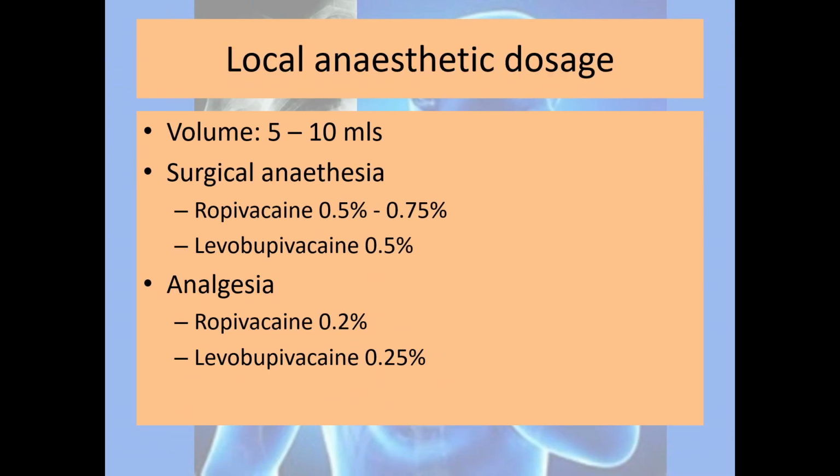As for dosages of local anesthetic, usually the volume we use is between 5 to 10 mL, because with ultrasound we can accurately place the local anesthetic, so we can reduce the volume required to produce the block. For the concentration, if you are doing surgical anesthesia, you might require a higher concentration: ropivacaine between 0.5 to 0.75%, levobupivacaine 0.5%. However, for analgesia, you can use a lower concentration, ropivacaine 0.2%, levobupivacaine 0.25%.